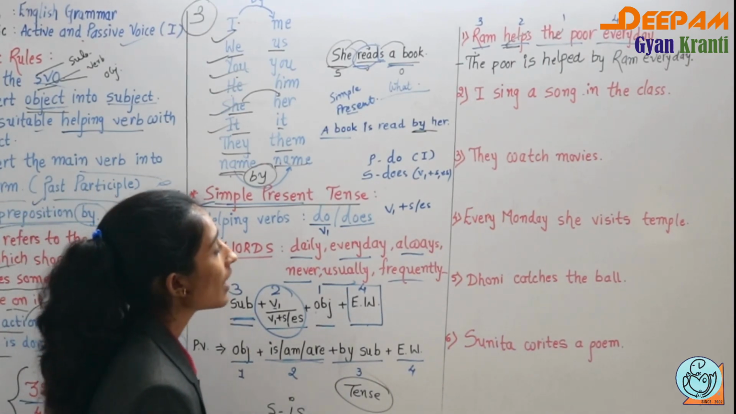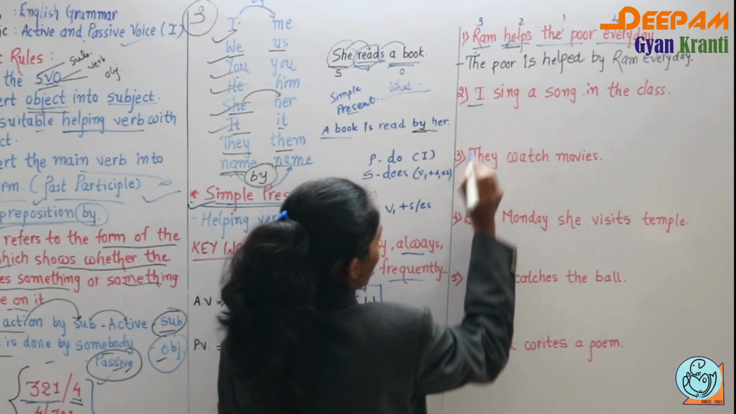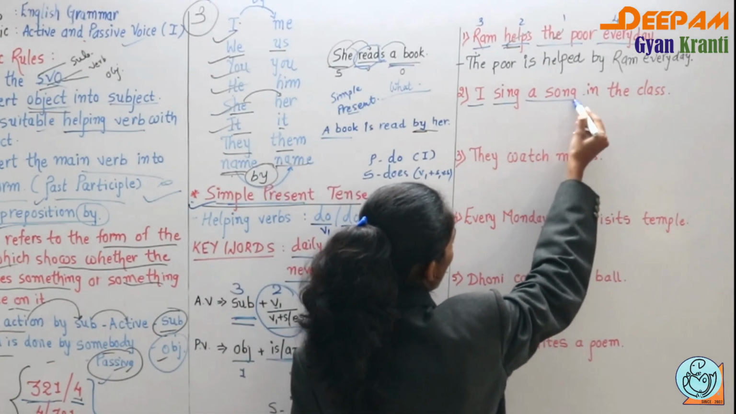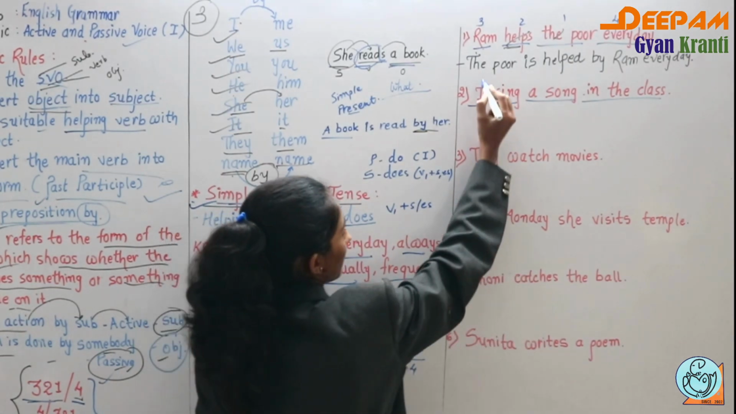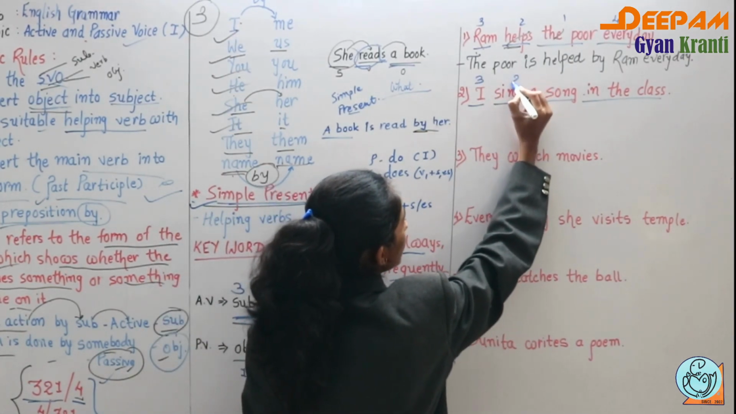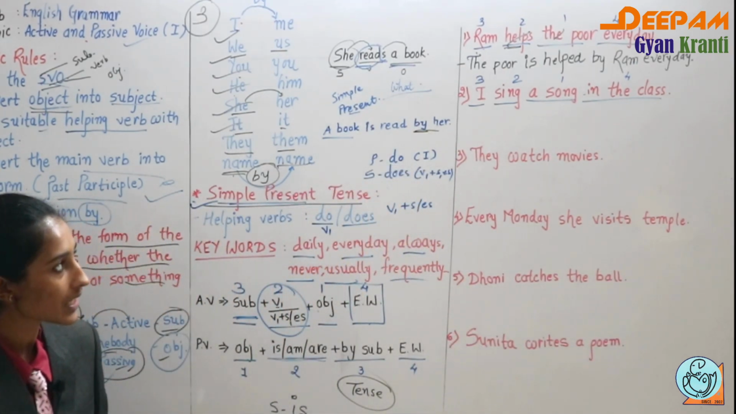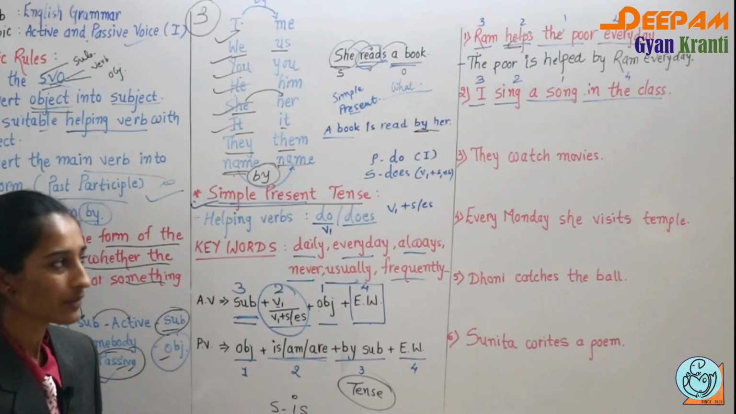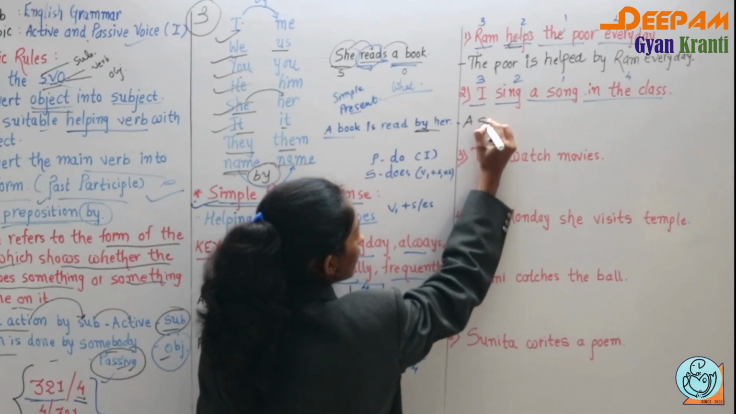Okay, see next. I sing a song in the class. So subject I. Okay, verb sing. Object is a song. And in the class, that is the extra words. So I am writing the numbers here: 3, 2, 1, 4. Right, so see, sing is there, means it's a simple present tense, the main verb is given to you. So first comes the object, means first number, so a song.